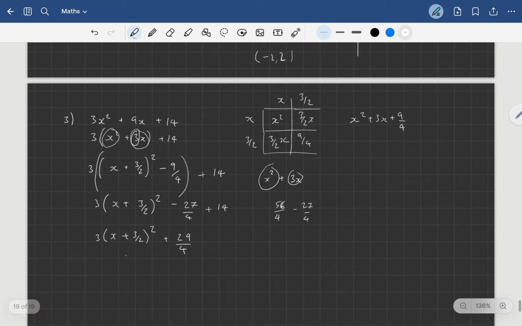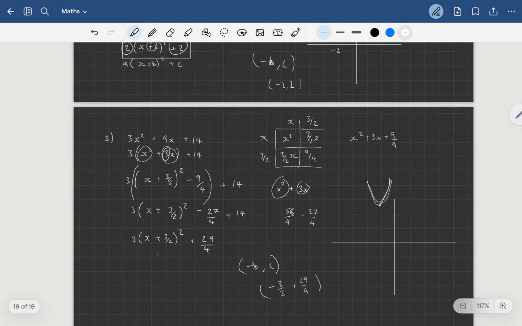Now, this is the same thing for this one over here. It's again negative b, comma c as the turning point. The b value is 3 over 2, and the c value is 29 over 4. So the turning point is negative 3 over 2, 29 over 4. So the graph looks something like that.